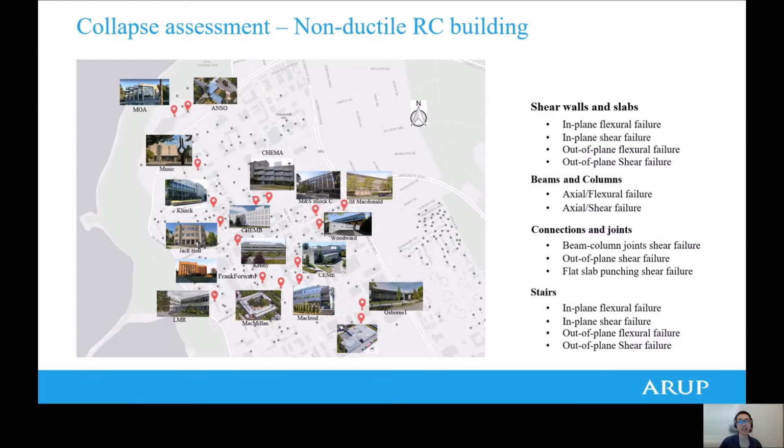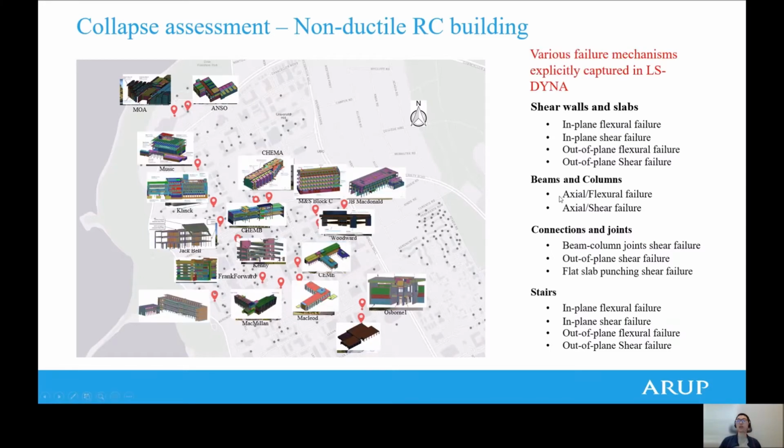You can see from the map there are many buildings considered, and to capture and understand the collapse behavior is very challenging, as there are many failure mechanisms expected for old concrete buildings, as shown on the right. So thanks to the advanced modeling capability of LS-DYNA, we constructed a 3D LS-DYNA model for each of the buildings based on the drawings, as you can see in the map now, and captured all these failure mechanisms in the simulation to assess how the building can fail and collapse during seismic shaking.